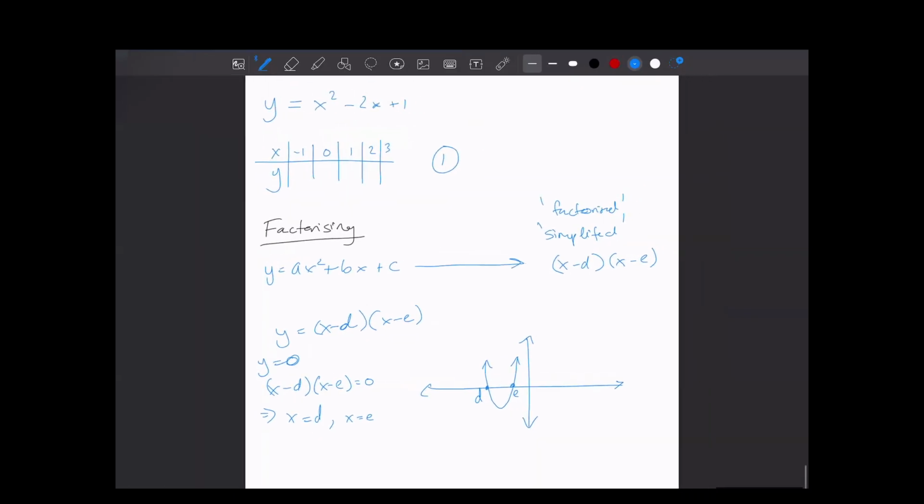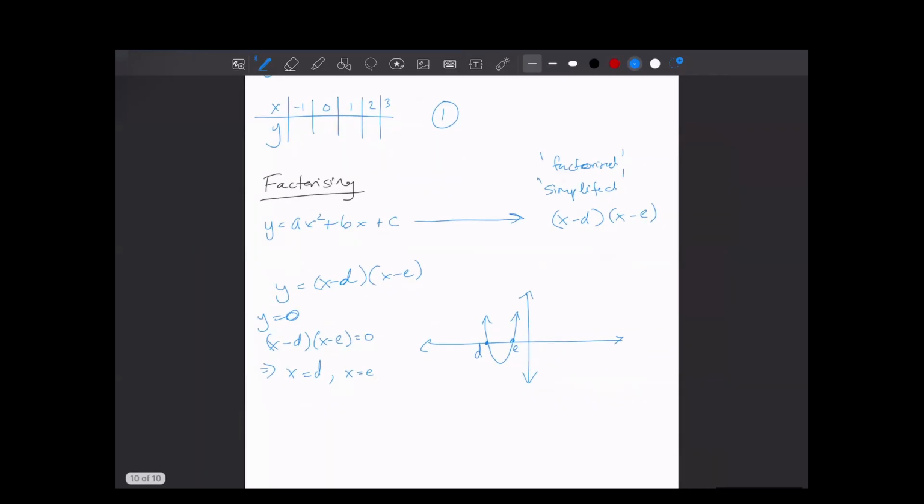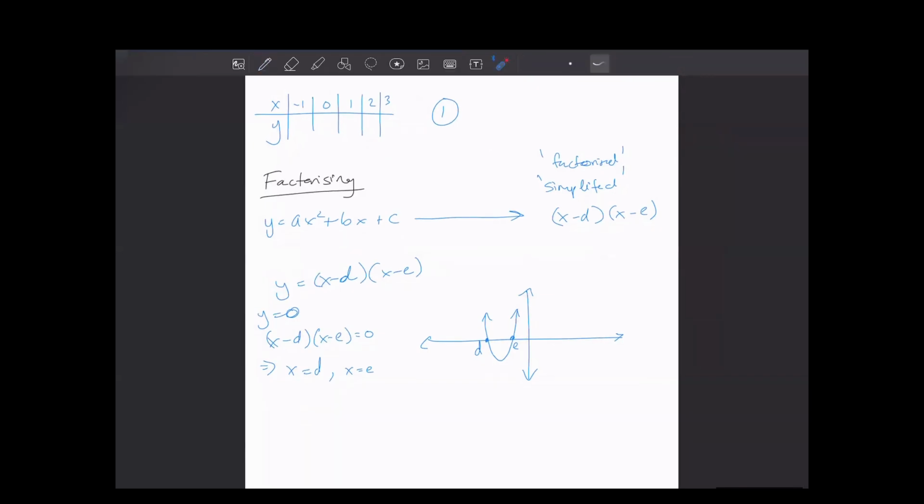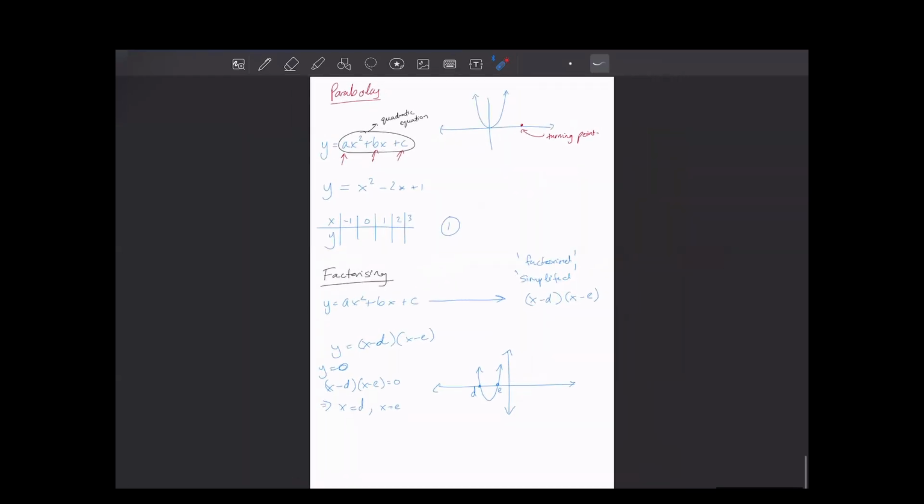Cool. So hopefully we can see the motivation of why factorizing is important, because it helps us get to this stage. And as soon as we get to this stage, it's quite easy to graph. Does that make sense? Any questions about this so far? No, it makes sense. Cool.